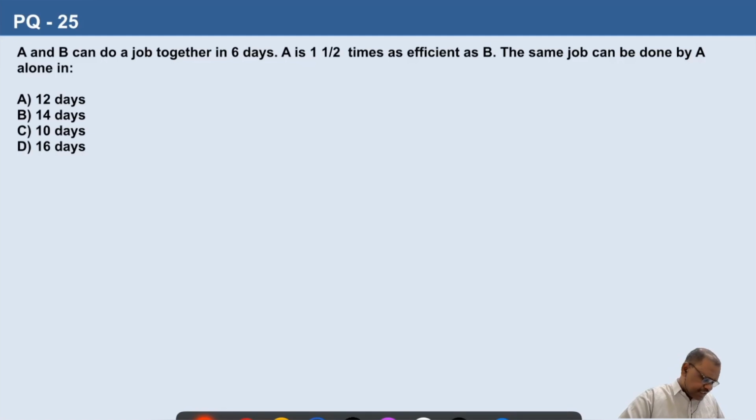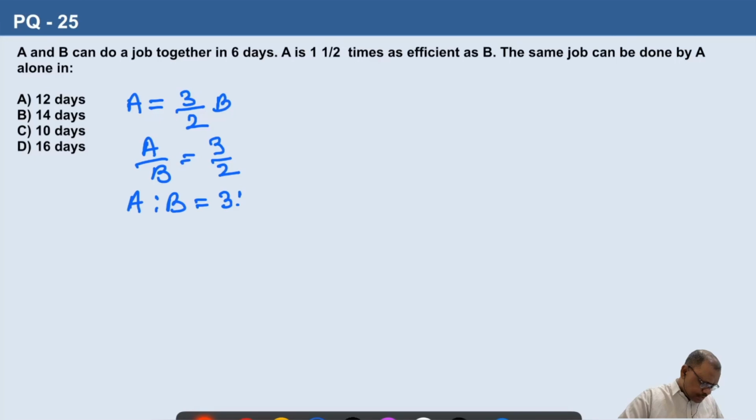So what is the efficiency given here? A is 1.5 times, so that means 3/2 times as efficient as B. So how can we write it? A is equal to 3/2 B. A by B is equal to 3/2. A is to B is equal to 3:2. This is a ratio of efficiencies. That is 3:2.